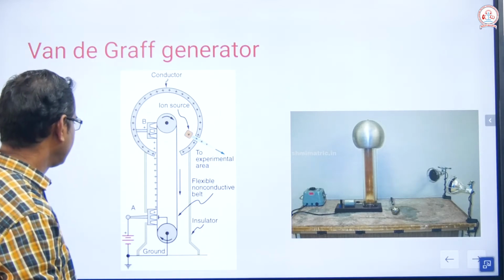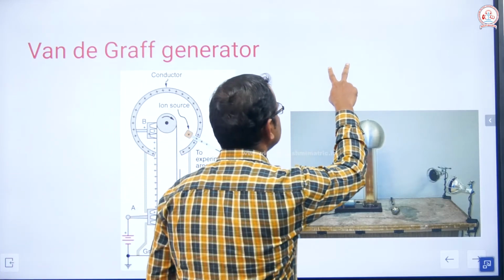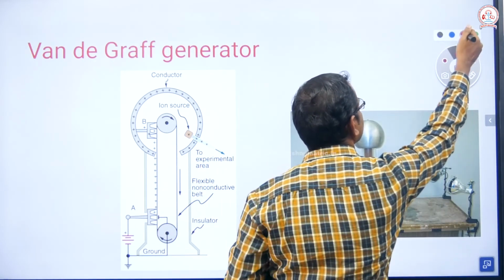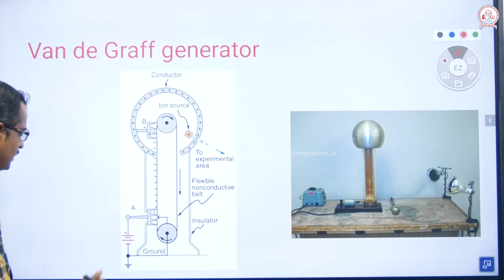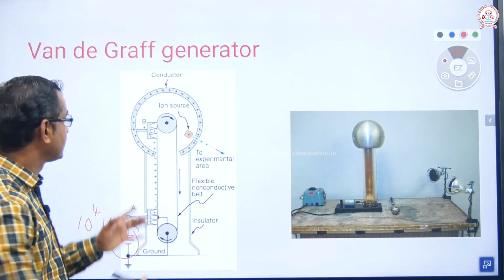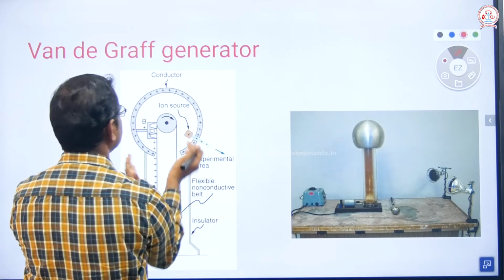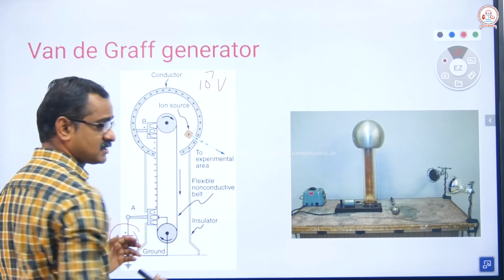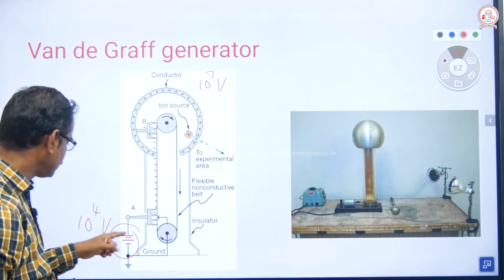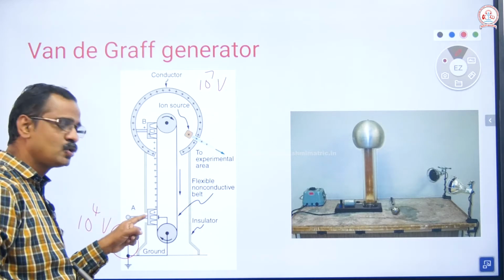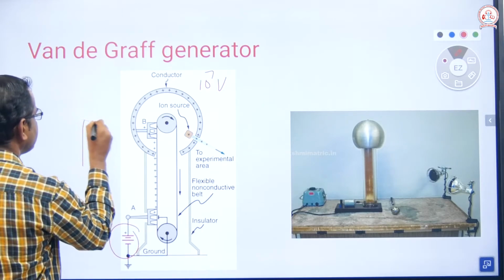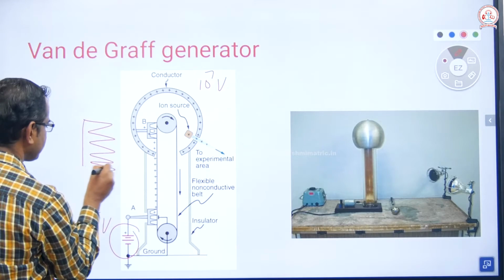Van de Graaff generator: this generates a huge amount of potential difference. 10 power 7 volts of potential difference will be developed here, whereas only around 10 power 4 volts is given as input. The metallic sphere develops 10 power 7 volts, very, very high potential difference. See, this positive terminal is connected to a metallic comb A. The metallic comb has sharp edges, you could see.